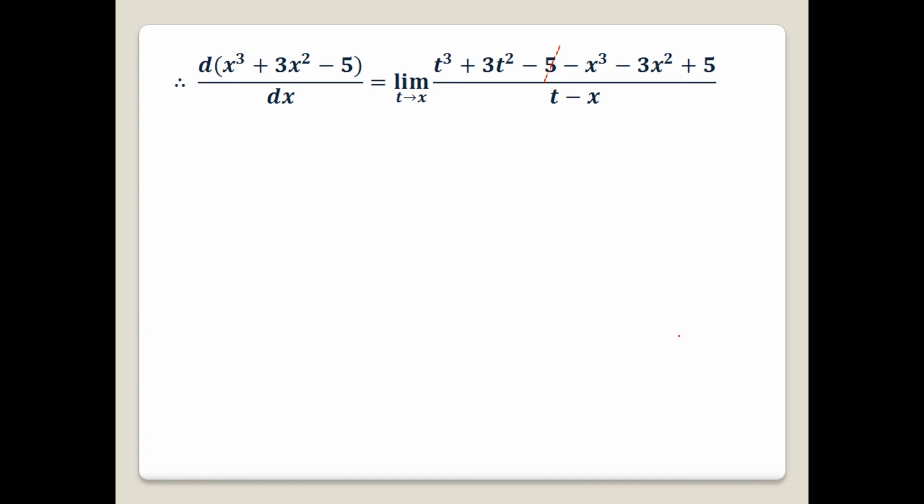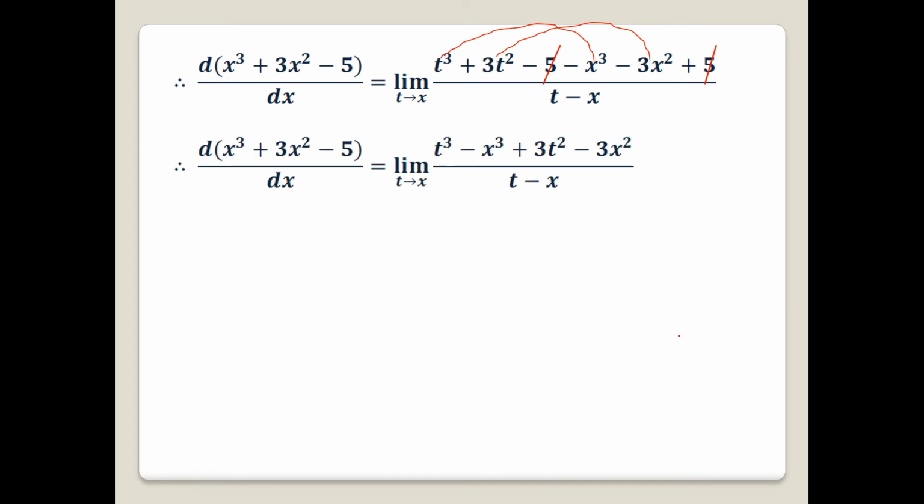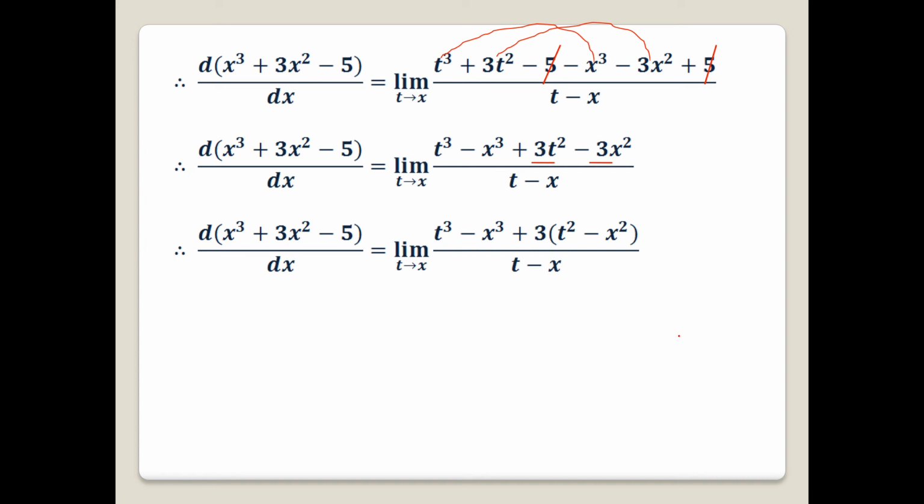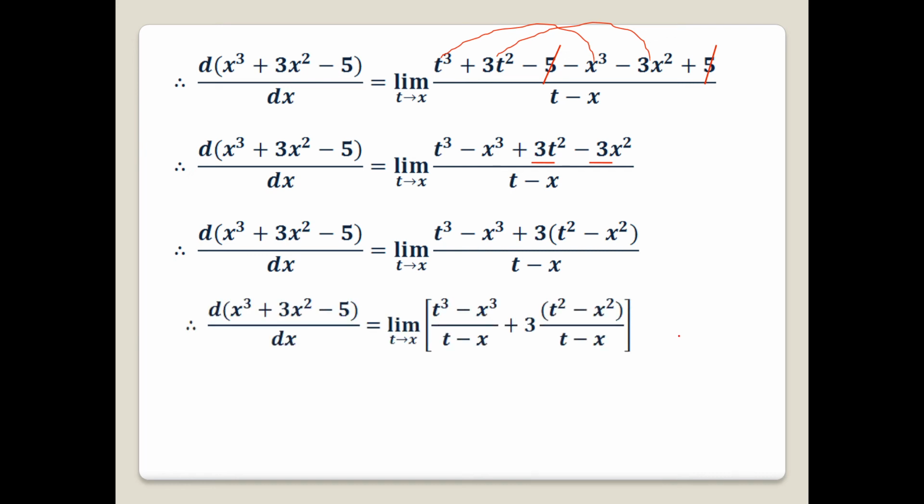Now plus 5 minus 5 cancelled out. I will write t cube and x cube together, t square and x square together, like this. Now it is easily seen that these 3 can be taken as common, like this. And this expression can be written as t cube minus x cube divided by t minus x, and t square minus x square divided by t minus x. Now here the limit formulas come.